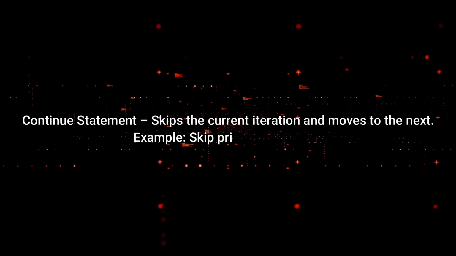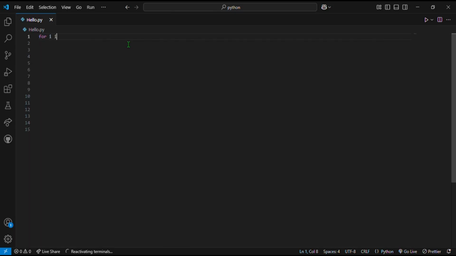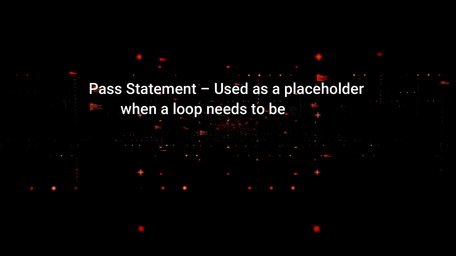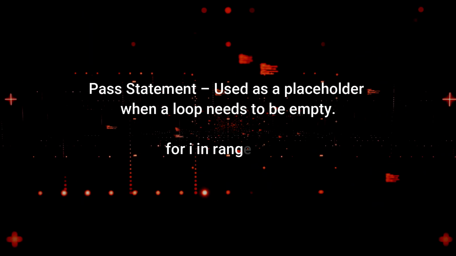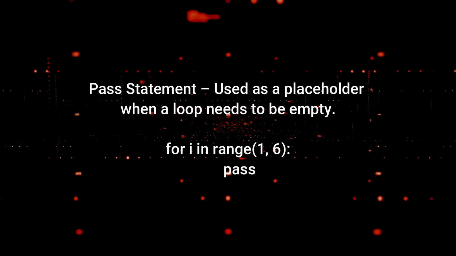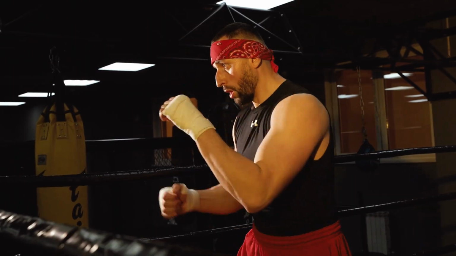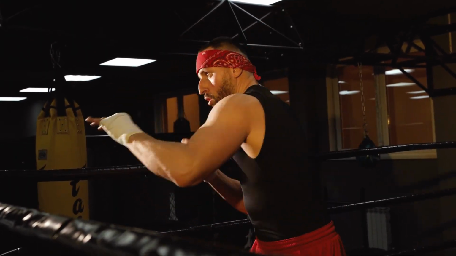Now the second one is the continue statement. The continue statement skips the current iteration and moves to the next. For example, let's skip printing number 3. So we have to write for i in range(1, 6), if i equals 3, continue, print i. The last one is the pass statement. The pass statement is used as a placeholder when a loop needs to be empty. So here is the example. For i in range(5), when we don't have to do anything, we just write pass. Now these statements make your loop even more powerful and flexible.